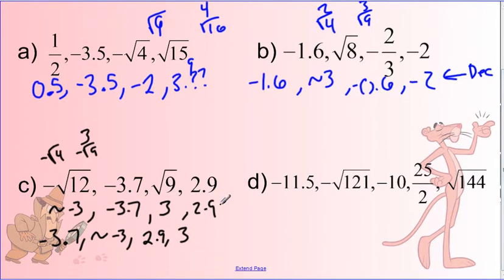So we change them to decimals, we put them in order, change them back into the original form. So -3.7 was -3.7. Sweet. About -3 was this negative square root of 12. 2.9 was 2.9, and 3 was square root of 9.